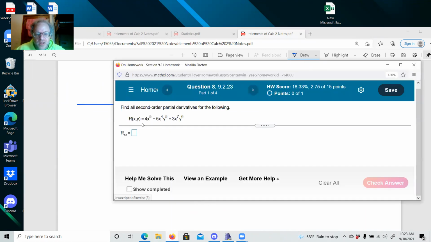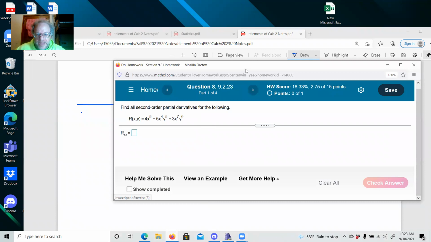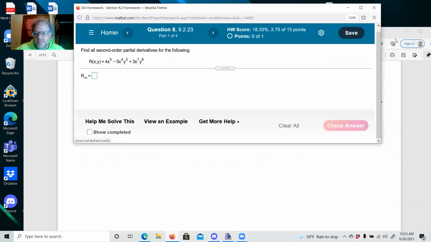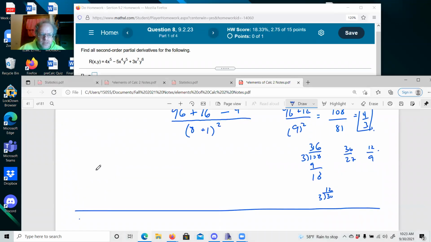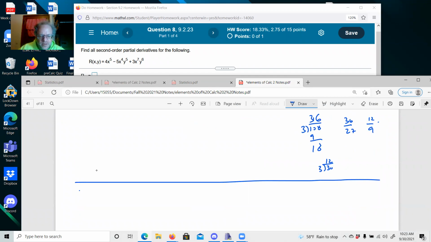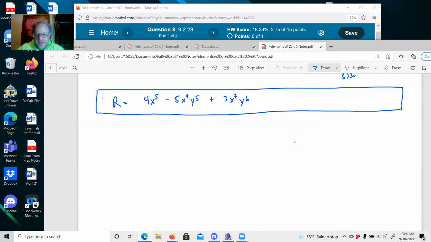We have r is equal to 4x to the 5th. Let's see if we can do this. No, we can't, because it's going to cover it up as soon as I press that button. Let's see if we can be clever. All right, so we have r is equal to 4x to the 5th minus 5x to the 4th, y to the 5th, plus 3x to the 7th, y to the 6th. Okay, we good? Okay. All right. Let me say one thing about this, which means I should probably start another video because I should put the important stuff at the beginning.